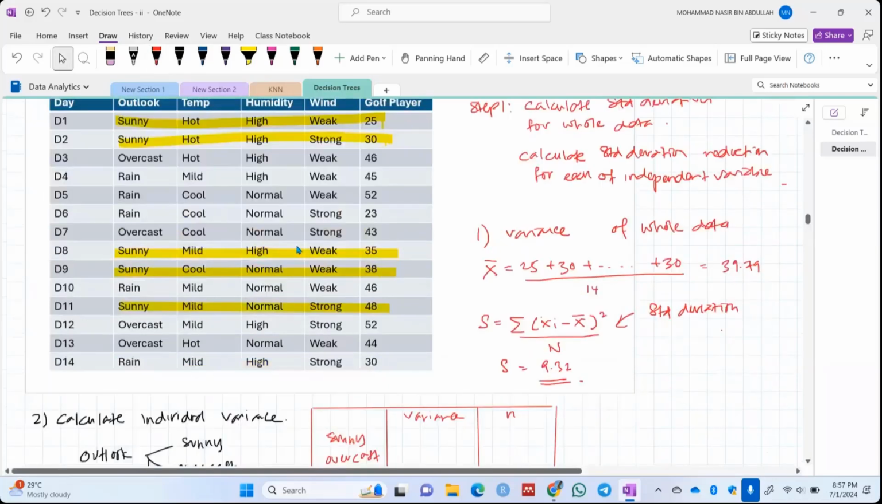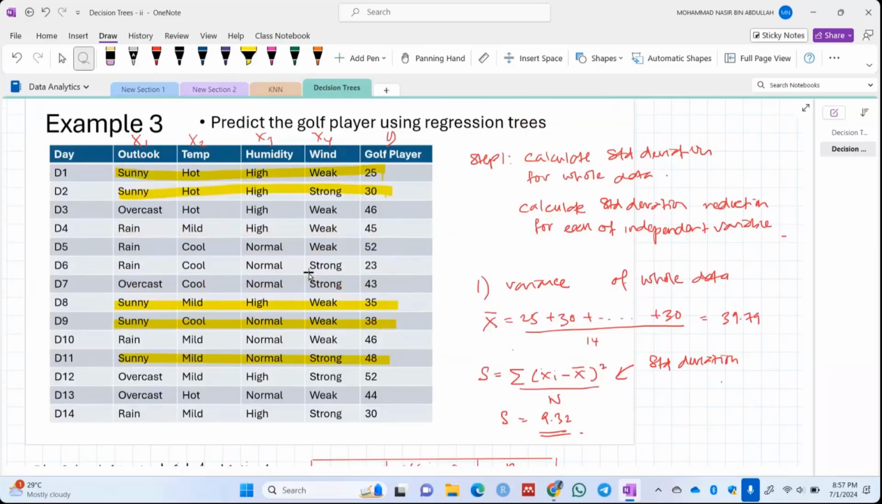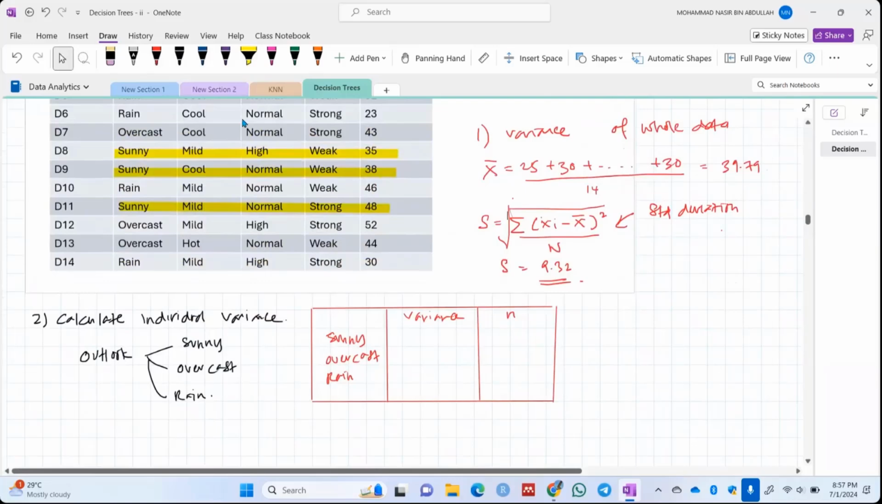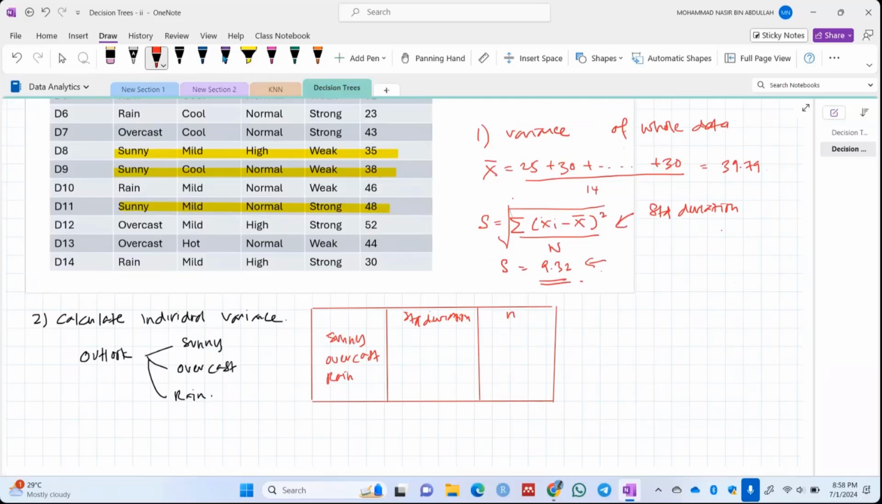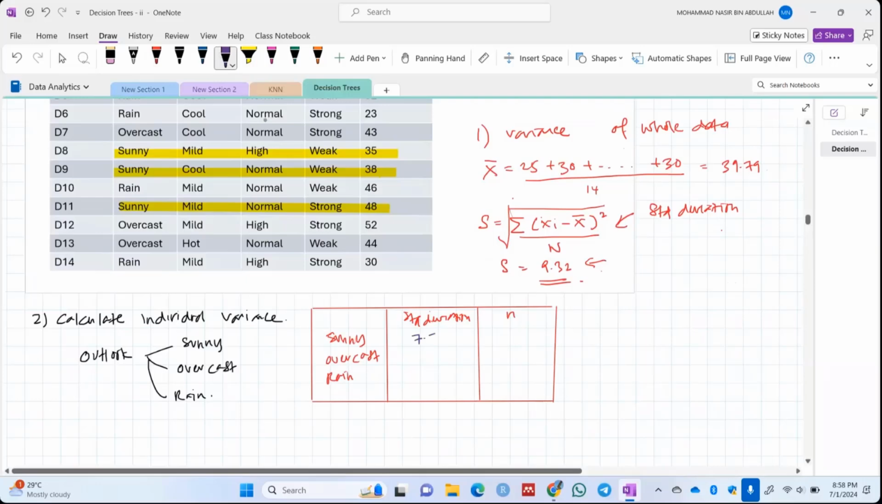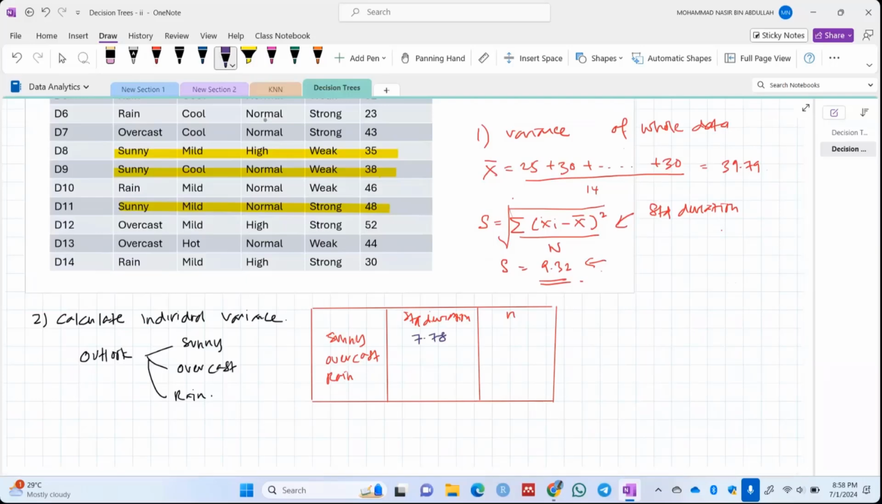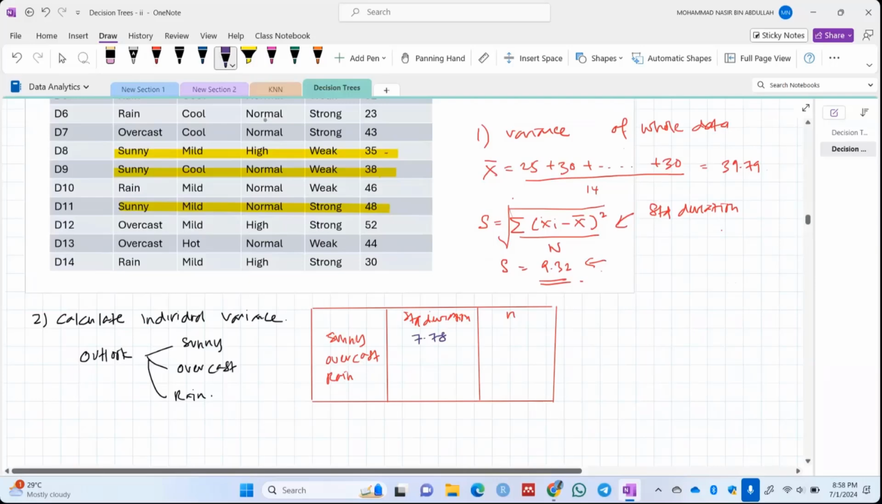Right. So standard deviation should have the square root. Yeah. Okay. That's all. So we will get 9.32. This is the value of standard deviation, not variance. Okay. So the standard deviation for sunny should be 7.78. I think later you can reconfirm my calculation. You calculate this value and find standard deviation.